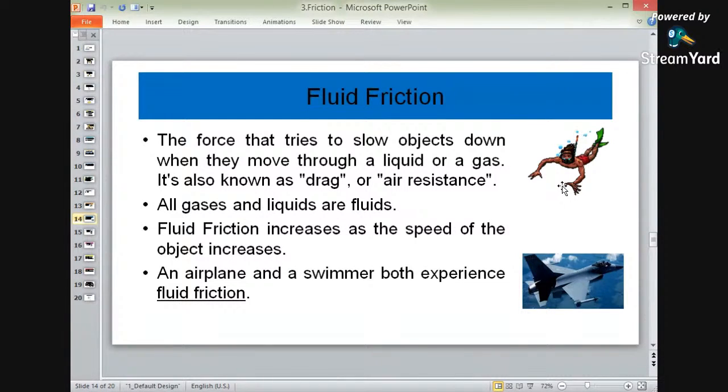Fluid friction will increase as the speed of the object increases. Airplanes and swimmers both experience fluid friction. Whether it is an aeroplane moving in the air or a swimmer in water, both will experience the same friction.